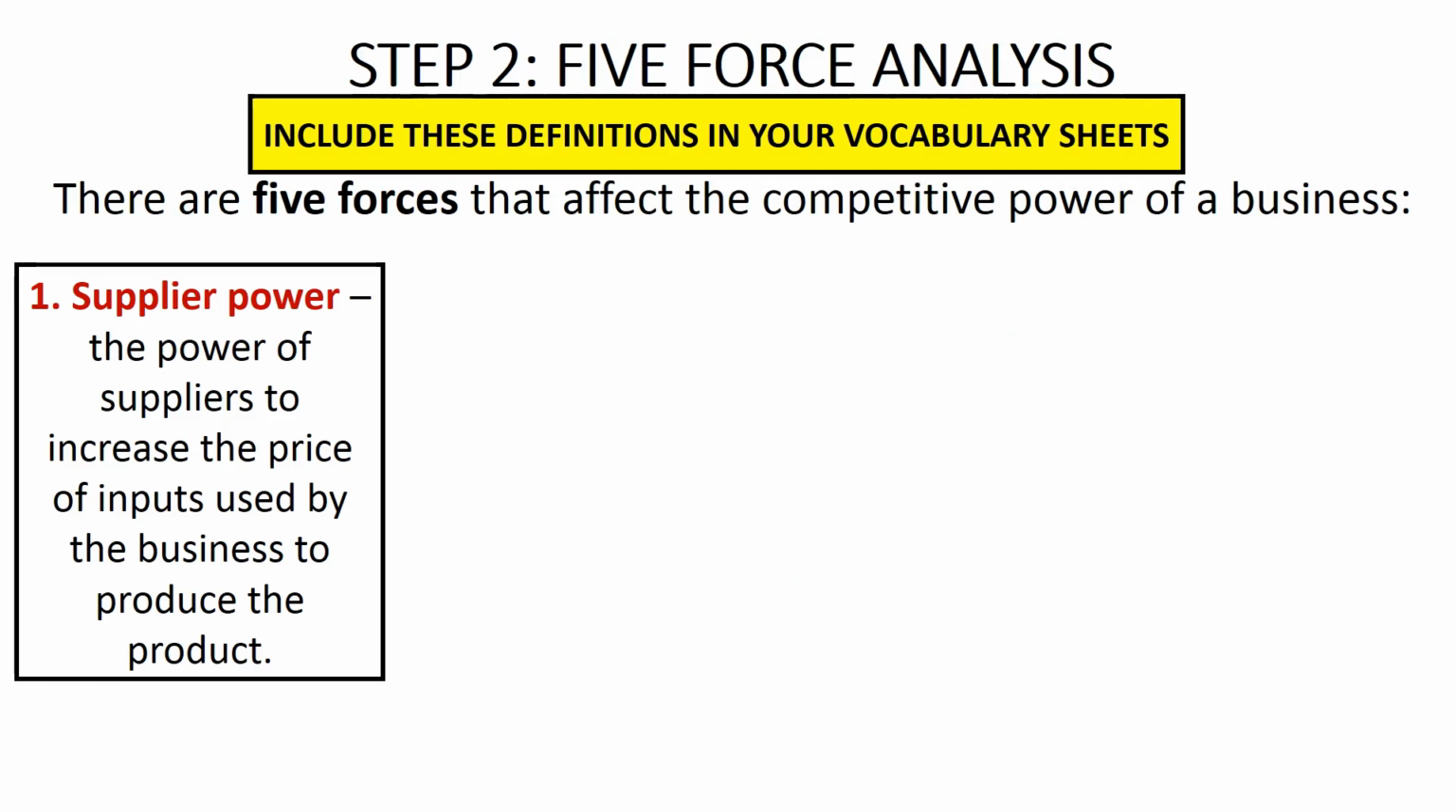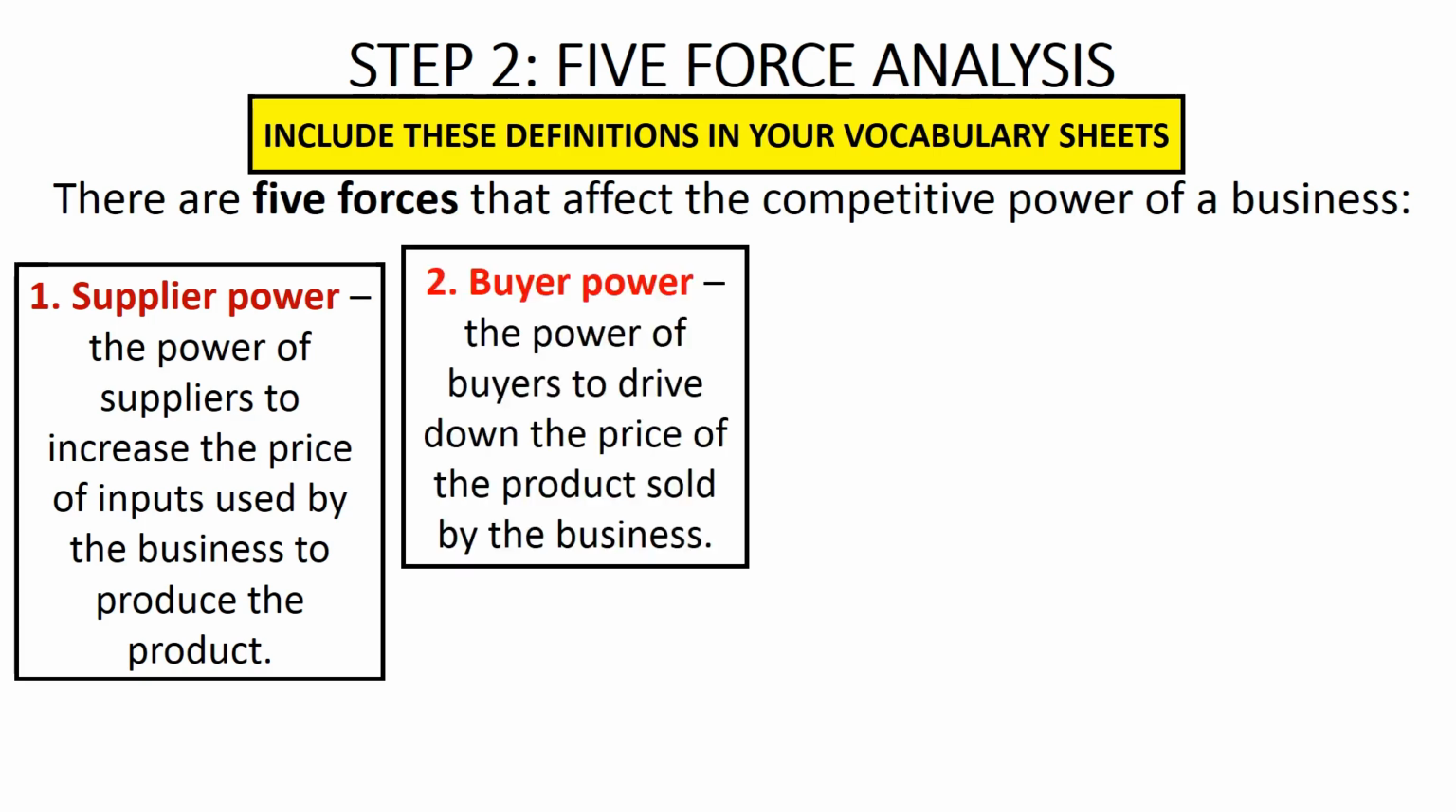Supplier power is the power of suppliers to increase the price of inputs used by the business to produce the product. So let's suppose that you operate a business which has one supplier of a very important input. In that case, the supplier power is very high, because if that supplier was to increase the price of that input, you would have no choice except to pay that higher price, because you rely on that input to produce your product. So that's a case where the supplier power is very high, and as a result, the competitive power of your business is very low.